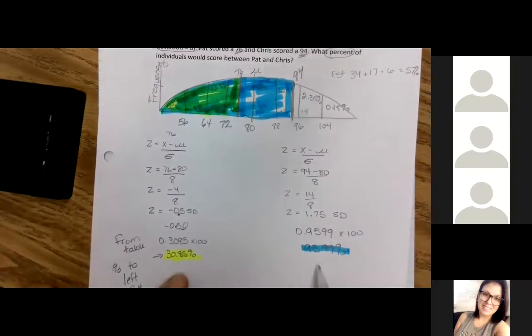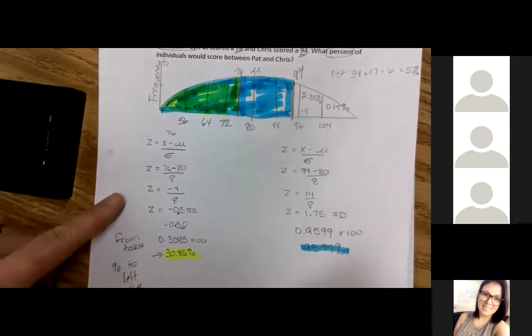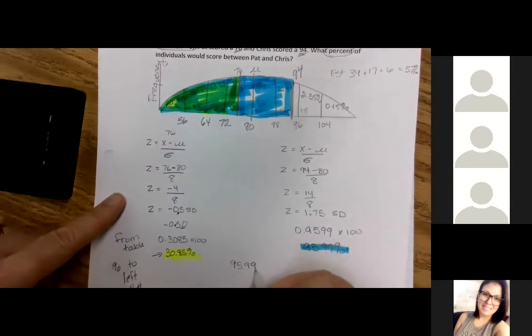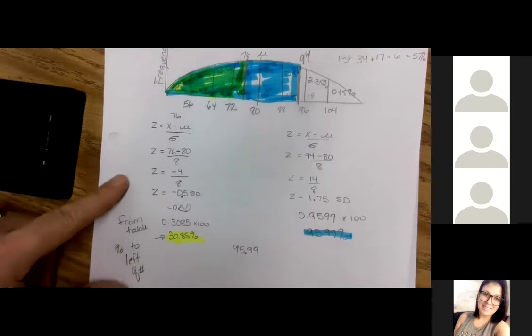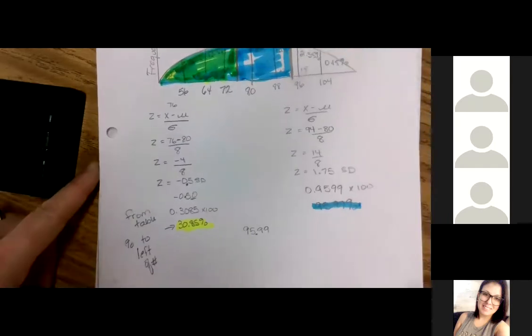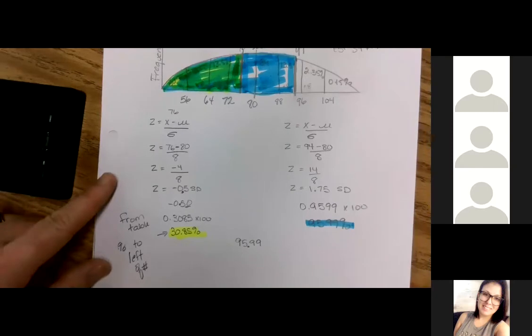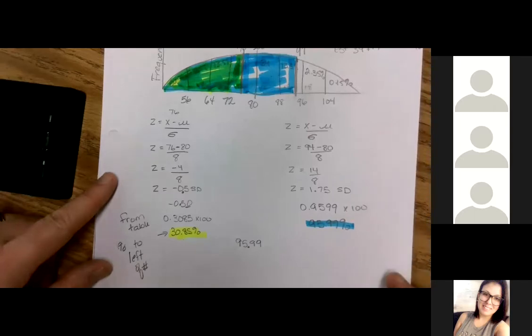Well, first you have to subtract the 95 from 100, which would give you 4%. And then you could add the 30.85% plus the 4.01%. And then you would take that away from 100, which would leave you with 65.14% in between Pat and Chris.